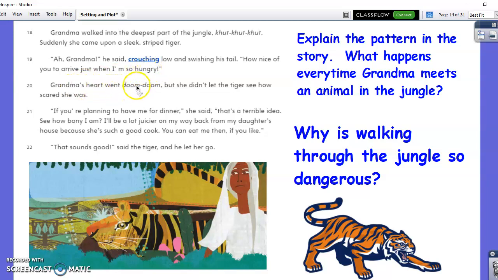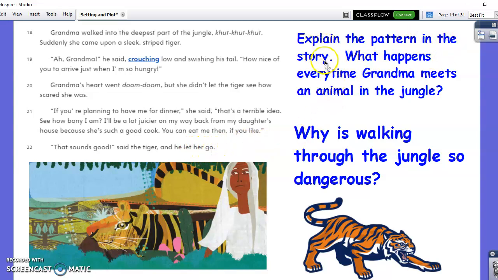Grandma's heart went doom, doom, but she didn't let the tiger see how scared she was. "If you're planning to have me for dinner," she said, "that's a terrible idea. See how bony I am? I'll be a lot juicier on my way back from my daughter's house because she's such a good cook. You can eat me then if you like." "That sounds good," said the tiger, and he let her go.